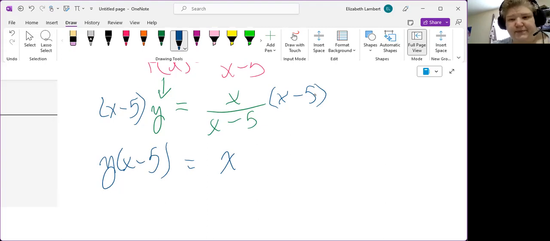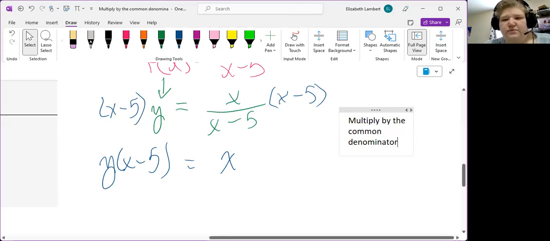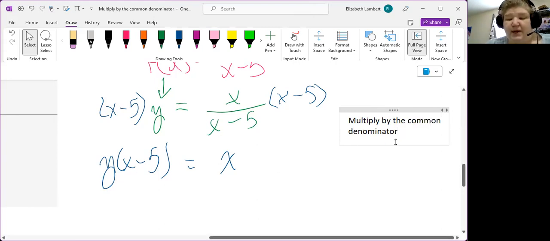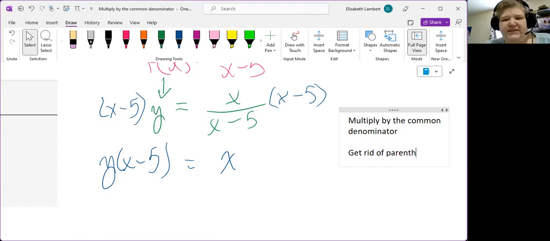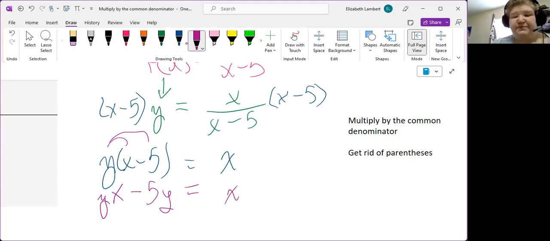Okay. So let me just notate our work. Multiply by the common denominator. All right, next, we're going to get rid of parentheses, which usually means distribute. All right, so y times x and y times negative 5. So yx minus 5y, and we'll keep the x.